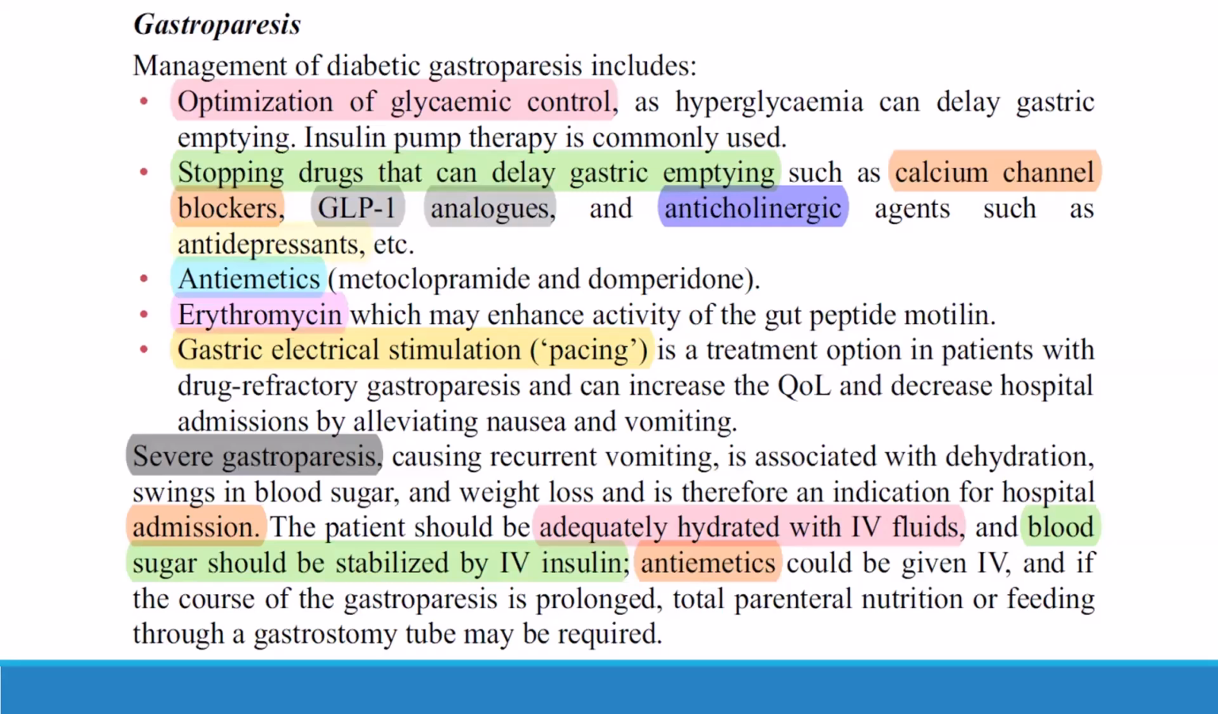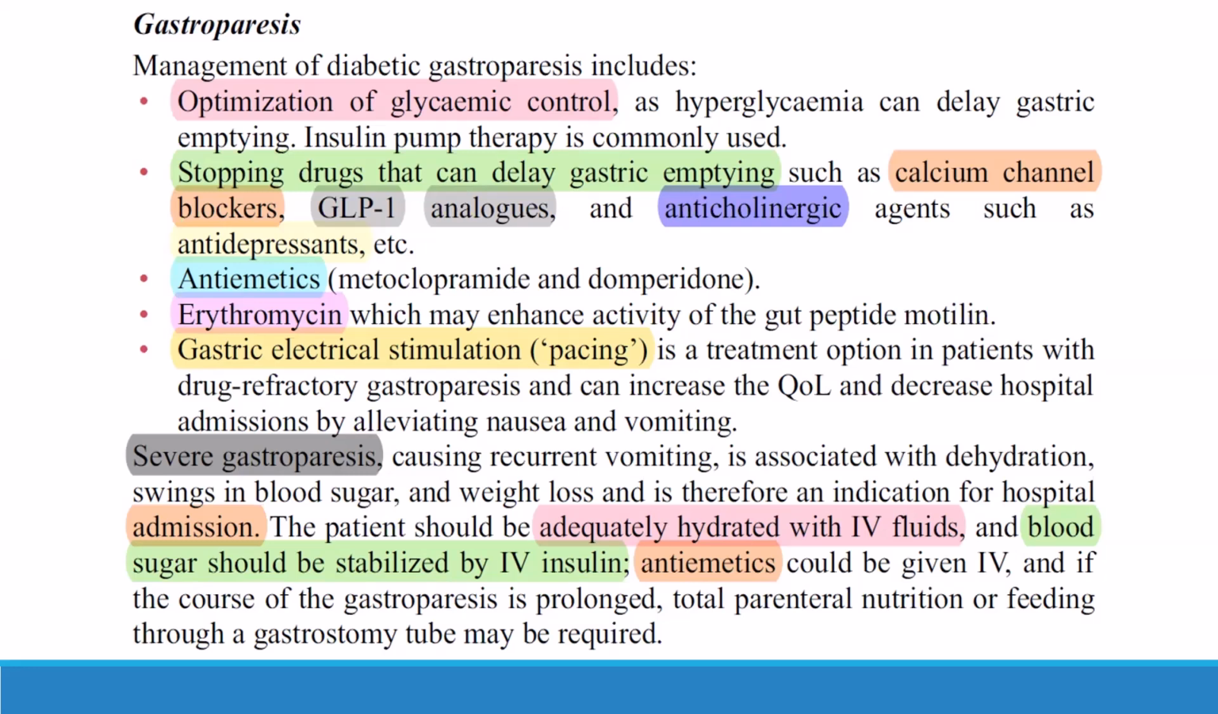Erythromycin, which may enhance the activity of the gut peptide motilin, can be used. So in the final exam, if you find combination metoclopramide and cyclizine, please choose it. If you find erythromycin like cyclizine or metoclopramide, we can choose it. Gastric electrical stimulation pacing is the last option for the treatment. Don't choose domperidone except if they mention the most studied drug.